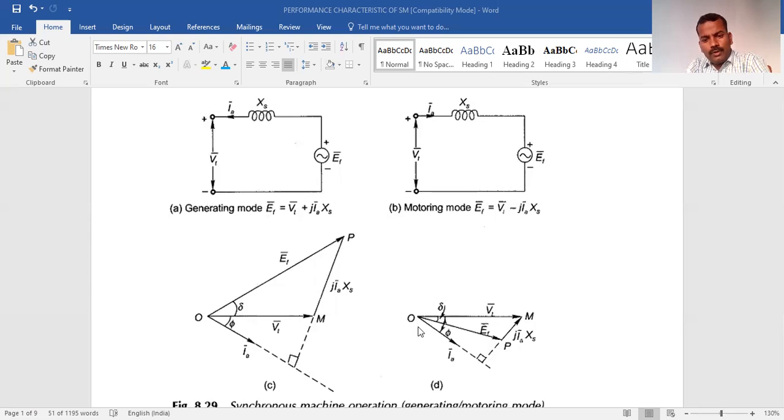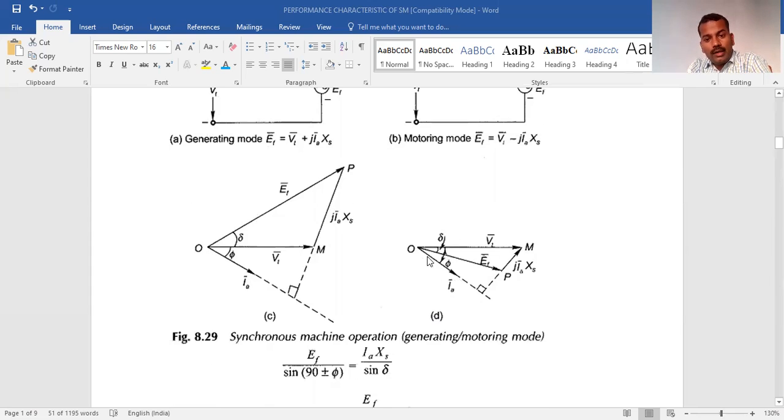Now, similarly, if we consider lagging mode, here VT and the excitation voltage EF is lagging by angle delta, right? In that case, the power factor angle phi will be greater than the angle delta, and the final phasor diagram will be like this.